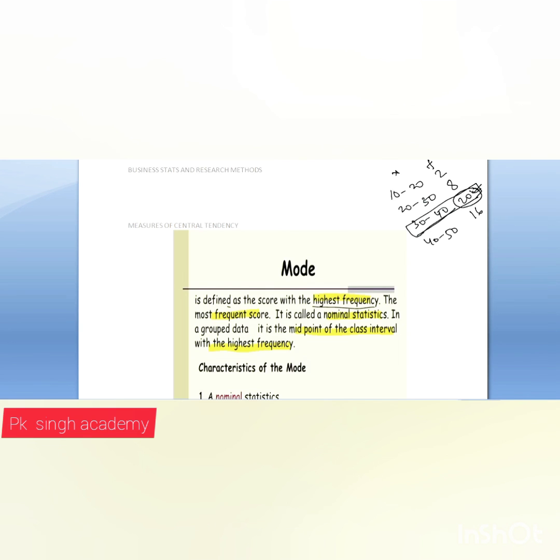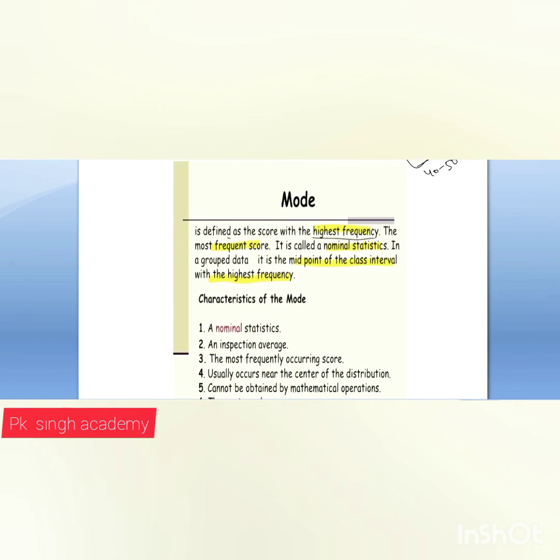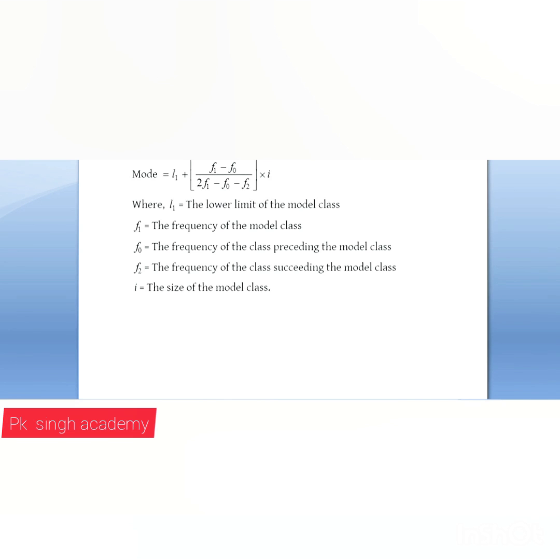The characteristic is that it is a nominal statistic: the most frequently occurring score. It cannot be obtained by mathematical operations, because by a look only we can say the mode, the item with the highest frequency. It does not need any mathematical operations or calculations. Fine. So how to calculate the mode in a continuous series?